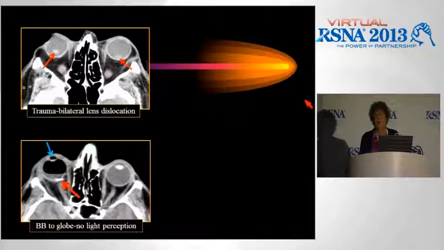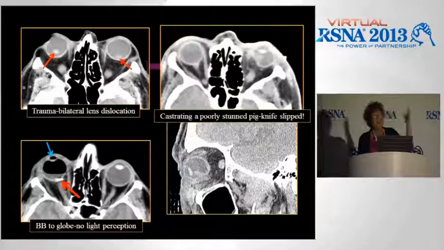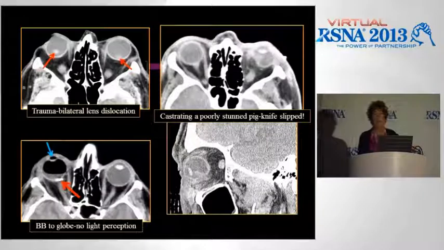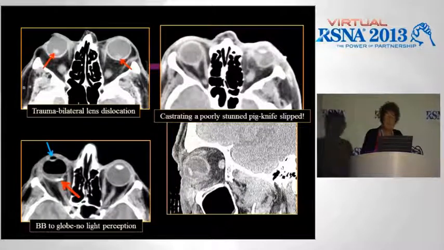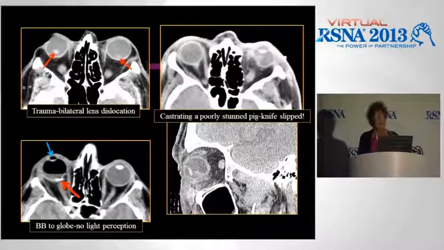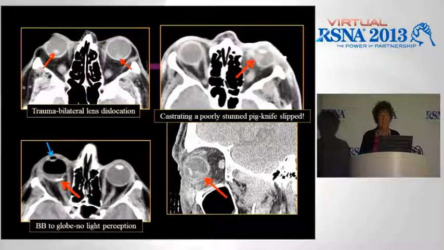Again, no light perception. And this one, because I'm from Iowa City and Iowa's the hog capital of the world, I had to put this in here. This is a guy trying to castrate a poorly stunned pig, and he wasn't adequately stunned. And so the knife slipped and it got the guy in the globe, and I don't believe these injuries happen anywhere else in the United States other than Iowa. So this is a castration injury. Well, I don't think we have very many of those, thank God. So anyway, this is a pig knife slip.